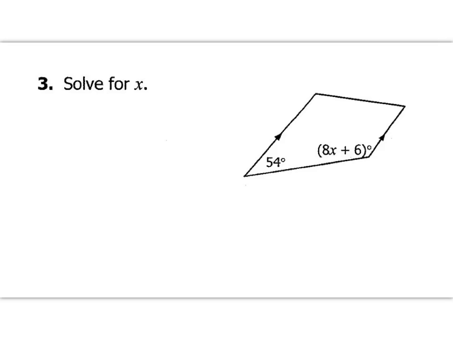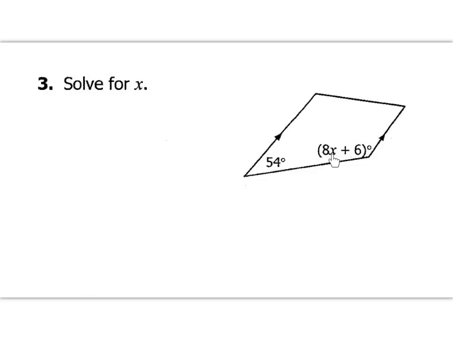All right, now if we're looking at number 3, we want to solve for x here. We can look at this figure and see that it is also a non-isosceles trapezoid. We're given two consecutive angles. What do we know about these angles? Think about it for a second. If you said that these two angles are consecutive angles, therefore they're supplementary, you were correct.